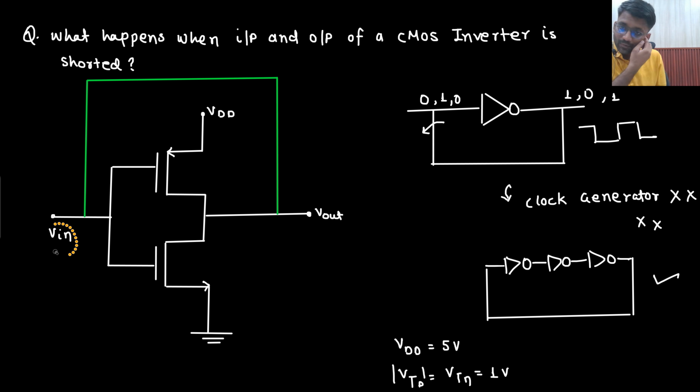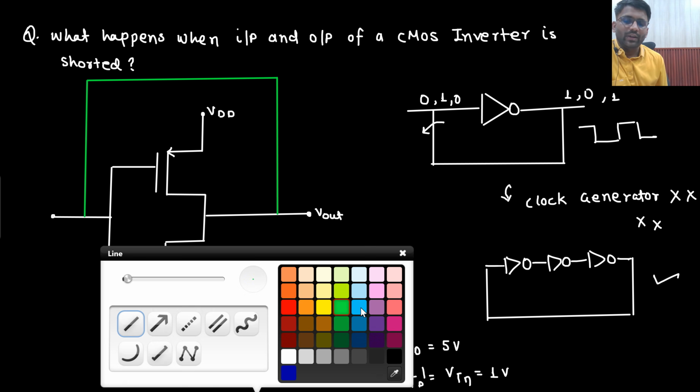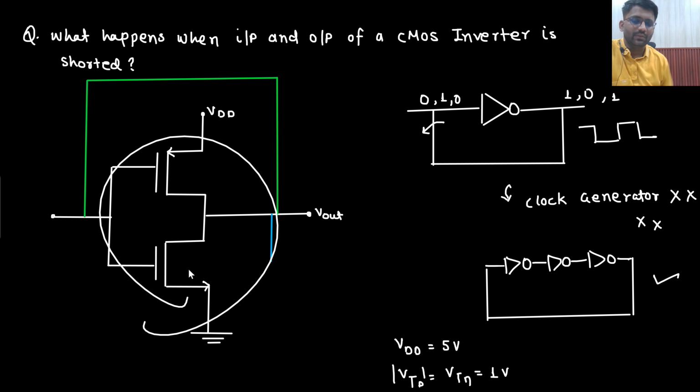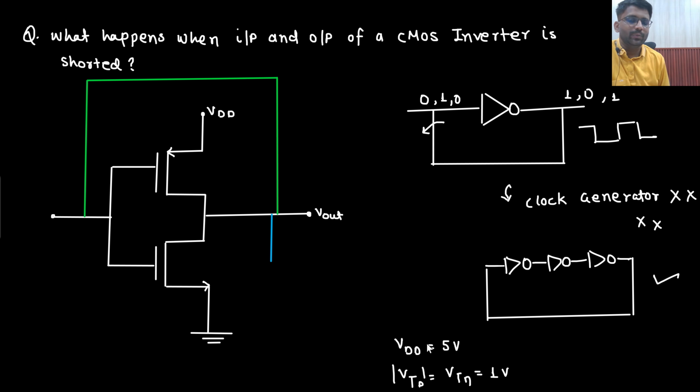So let's remove this Vin because it has been shorted. Only one node I will make, that is the Vout node. Understandable? Now at the output I can assume a capacitor. This CMOS inverter will have further stages as well, so some load would be there. So a load capacitor I can always assume here.